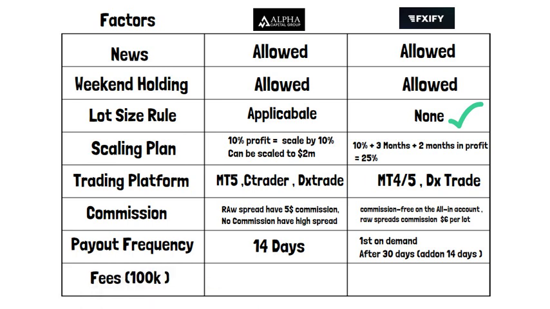Now the last factor, that is fees. If you are purchasing a 100k account, in case of Alpha Capital Group, you will have to pay $577 for the Alpha Swing account, and this fee is non-refundable. And in case of FXify, you will have to pay $499, and it is refundable with your first payout.